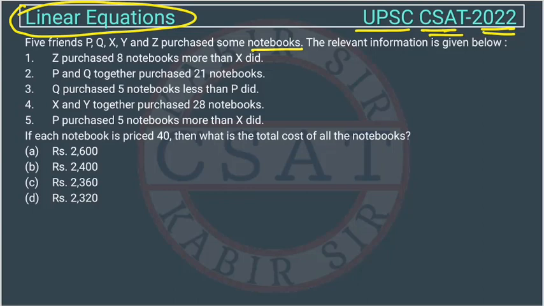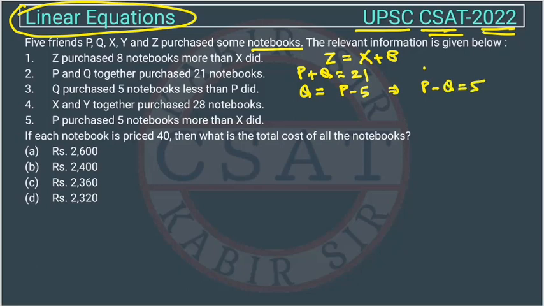Z purchased 8 notebooks more than X did. So Z is purchasing 8 notebooks more than X, and this will be the equation. P and Q together purchase 21 notebooks, so P plus Q is equal to 21. Q purchased 5 notebooks less than P did, so the equation will become P minus Q is equal to 5.